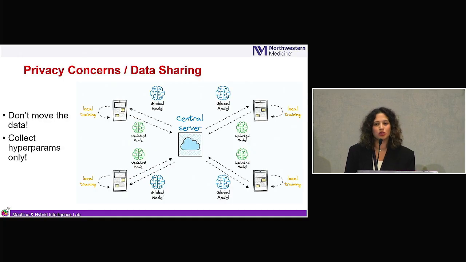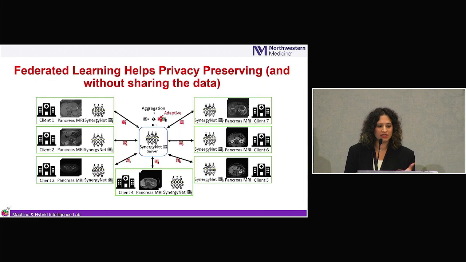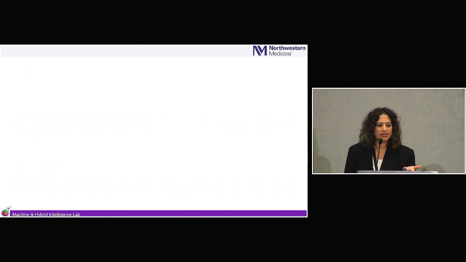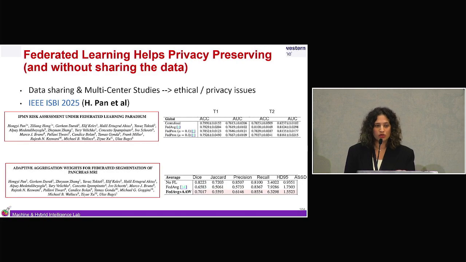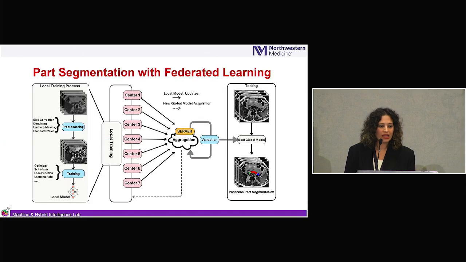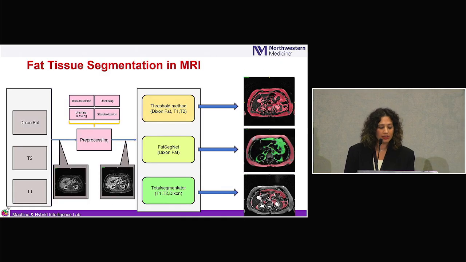So we proposed a federated learning model. There's a central server, and we don't need to share data, and each center can run their algorithm, and the model can be updated by itself, and it gives the results. We simulated with data from 7 centers, and we have a 70% DICE score, just without sharing data. And we also did the part segmentation with federated learning, and we have also good results, clinically usable.